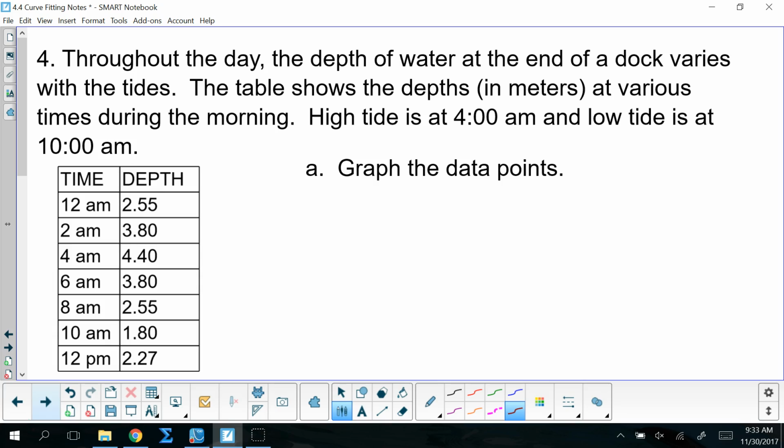Okay? So what I would like you to do first is I would like you to graph those data points. Go. First question, do I need any negative numbers on my graph?